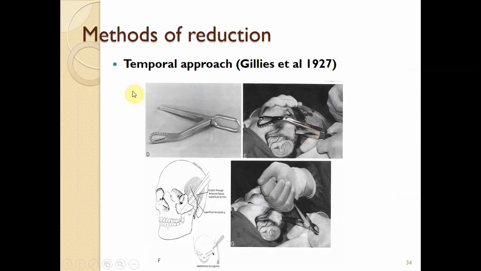Next, the method of reduction we are using is the temporal approach, that is called Gillies temporal. Already I mentioned the Gillies temporal approach. The most commonly used instrument to elevate the zygomatic bone is called the Rowe zygomatic elevator or Bristow elevator. In the Bristow elevator, there is no handle, only the blade.